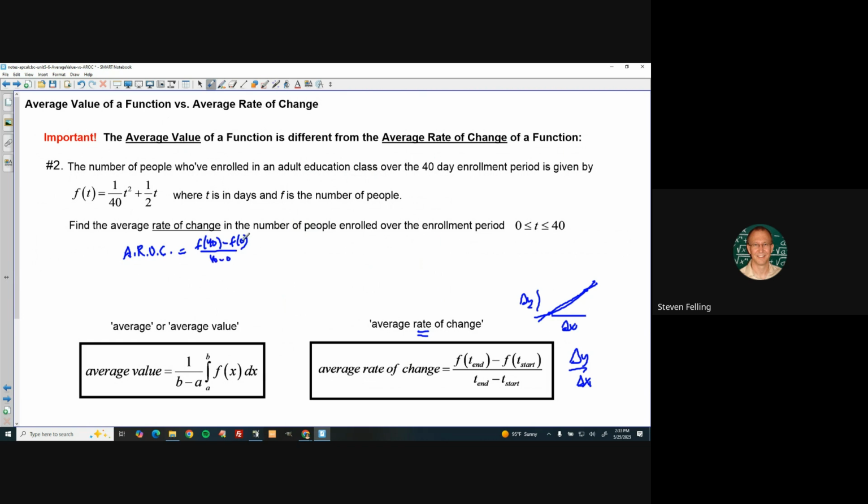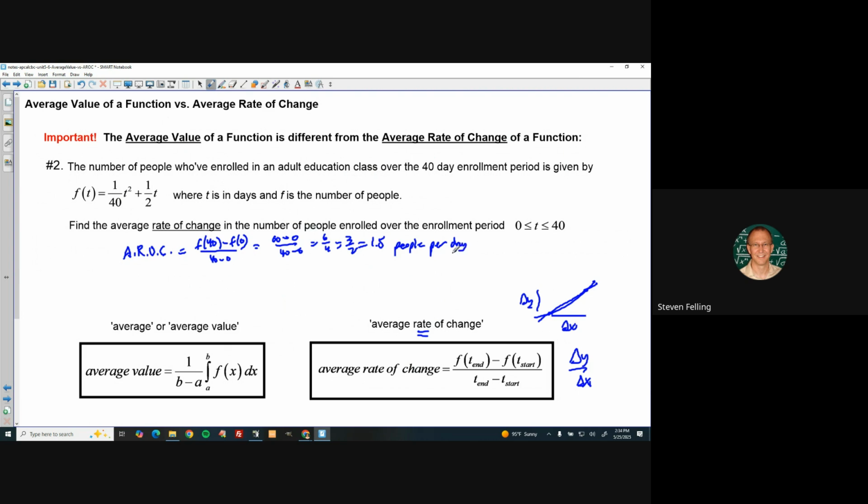So we're not summing up all the values, we're just finding the values at the ends. So if you plug in 40 into this function, you get the number 60. And if you plug 0 into this function, you get 0, over 40 minus 0. So that is 6/4 or 3/2 or 1.5. Now the units here, since it's a rate of change, are slope units. So that's going to be people per day.